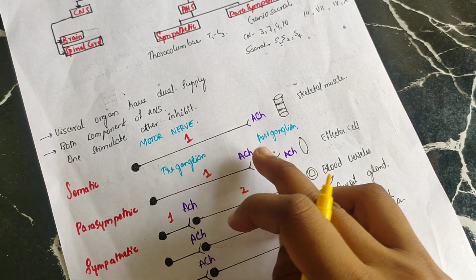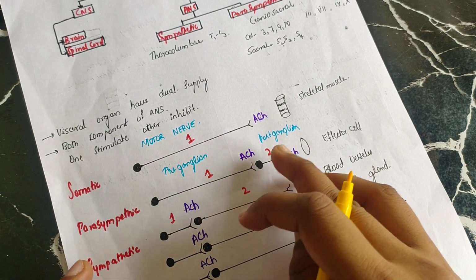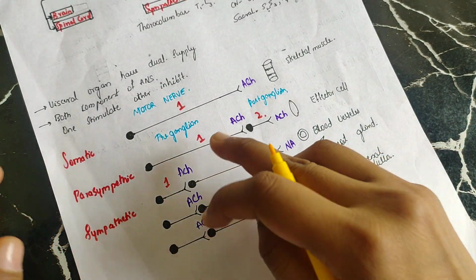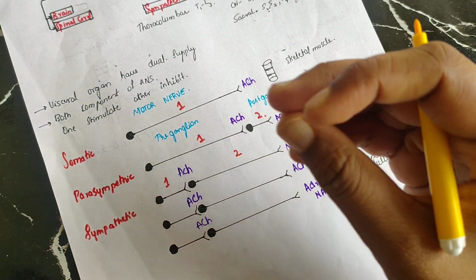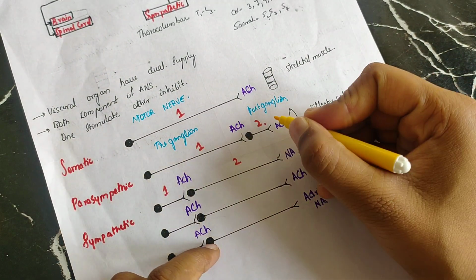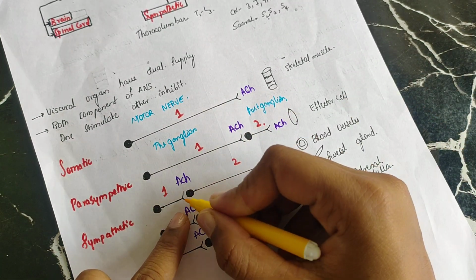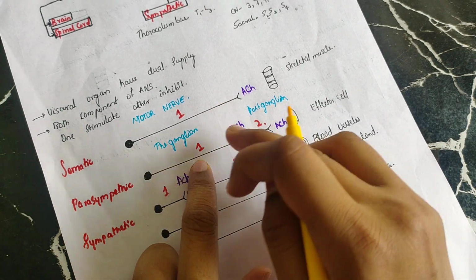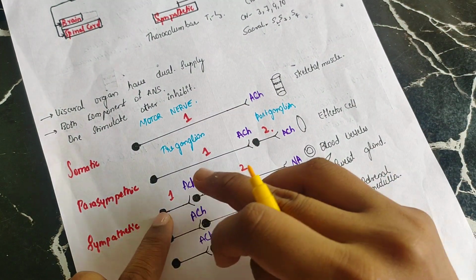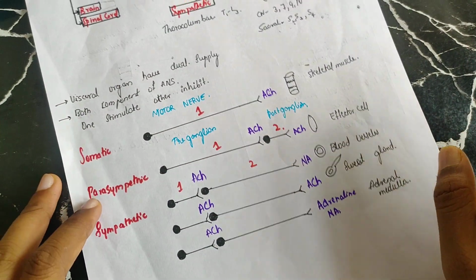The junction between the two neurons will be a synapse or ganglion. We can say ganglion or synapse. In the CNS we say synapse, here this is a ganglion. Both components of the autonomic system, that is sympathetic and parasympathetic, have two nerve fibers. In parasympathetic, this ganglion is close to the organ, whereas in sympathetic it is away from the organ. So in the parasympathetic nervous system, the preganglionic nerve fiber is longer than the postganglionic nerve fiber, whereas in the sympathetic nervous system, the preganglionic nerve fiber is shorter than the postganglionic nerve fiber.